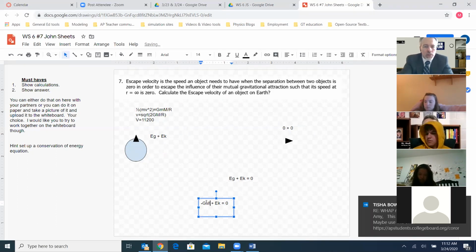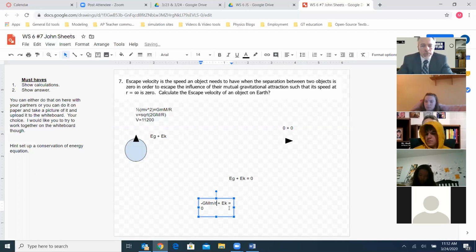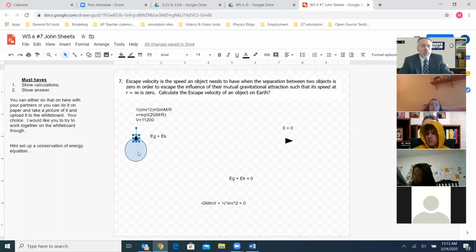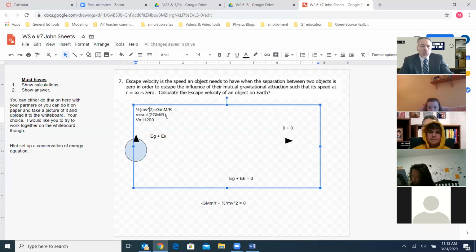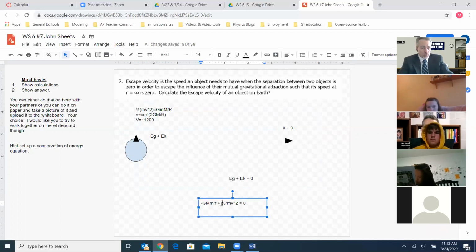negative GMm over R equals 1/2 little m v squared. By the way, this little m is the mass of the rocket ship. The big M is the mass of the planet, whatever it is. So there's this negative out front, and that means I can add that term to the other side, and that's the equation that John shows us up here, okay? So I wanted you to understand that it's not magical where we got that equation. It actually just comes from conservation of energy.